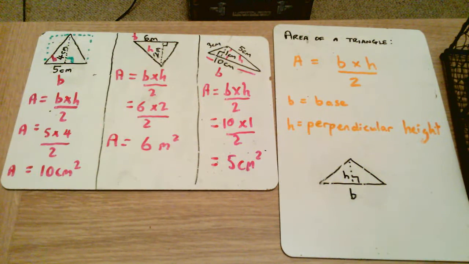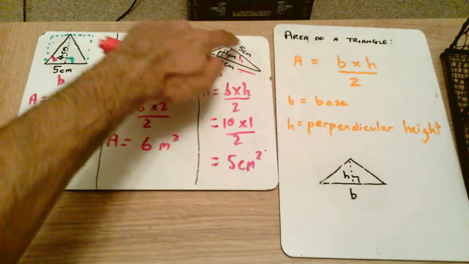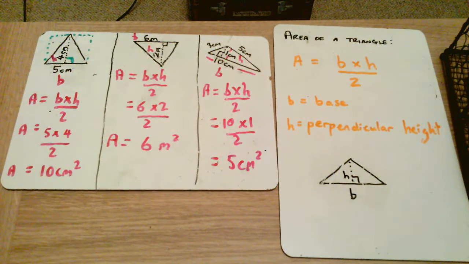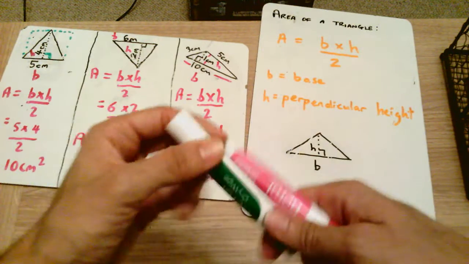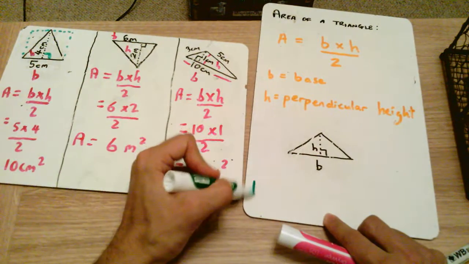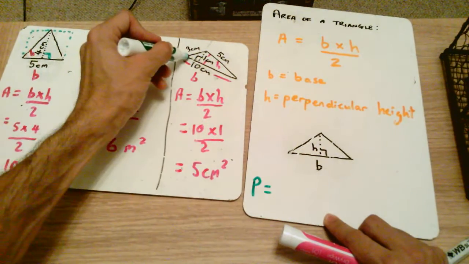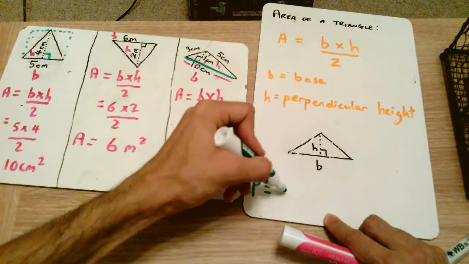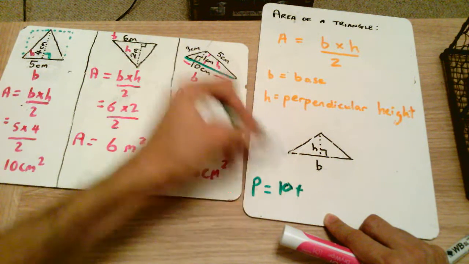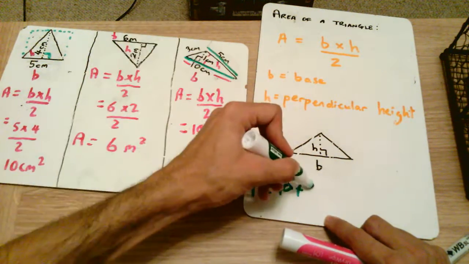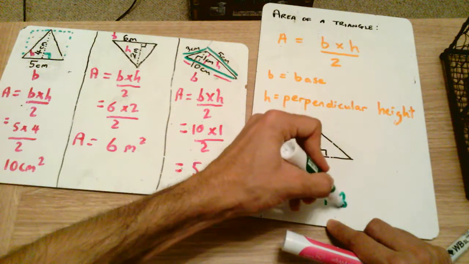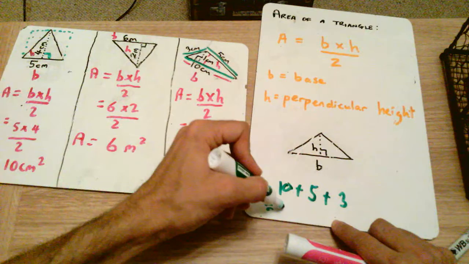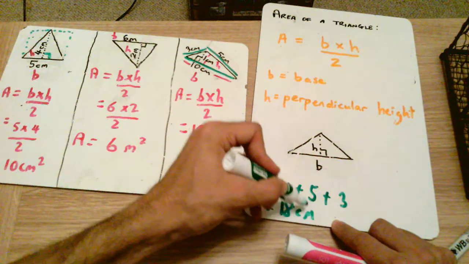Finally, the last one I can work out the perimeter for because I have the 3 lengths round the outside. So to work that out, we can quite clearly see the perimeter for the last triangle over here, starting from here, gives us a distance of 10, plus the distance from here to here, which is 5, and then finally the distance from here to here, which is 3, gives us a perimeter of 18 centimeters.